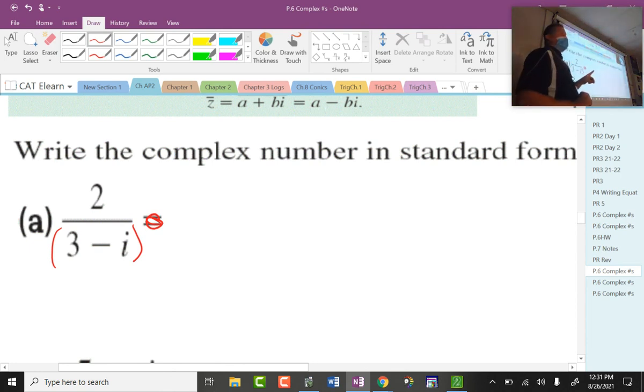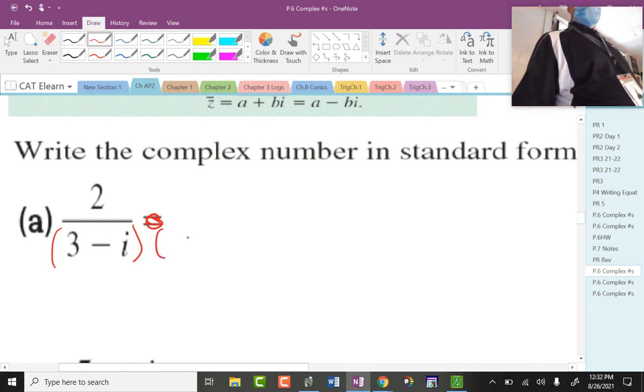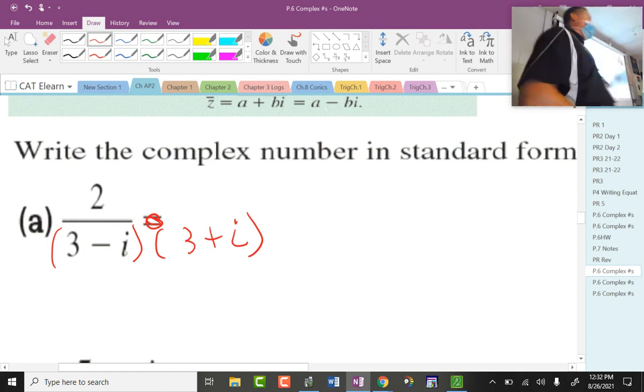Now I'm going to do the first one. I just implore that you follow along, and then the student I choose is the next one. We'll do it. This is the complex conjugate of 3 minus i.